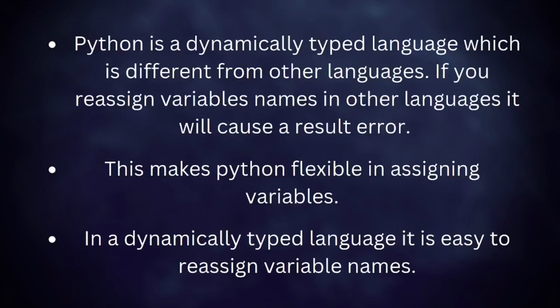Python is a dynamically typed language, which is different from other languages. If you reassign a variable name in other languages, it will cause an error. This makes Python flexible in assigning variables. In a dynamically typed language, it is easy to reassign variable names.